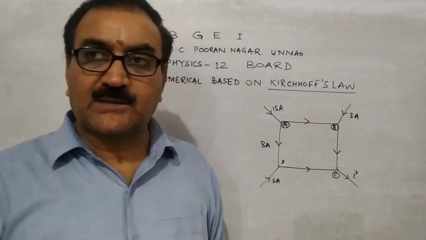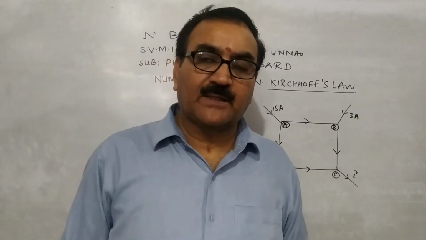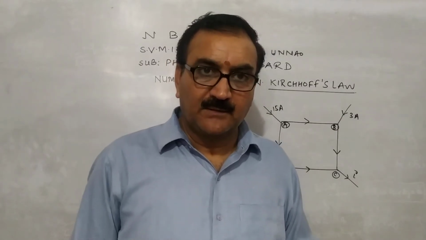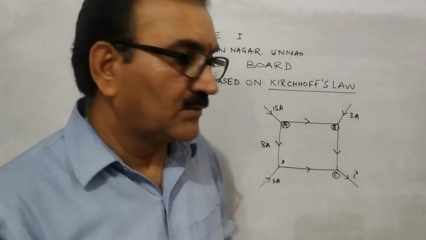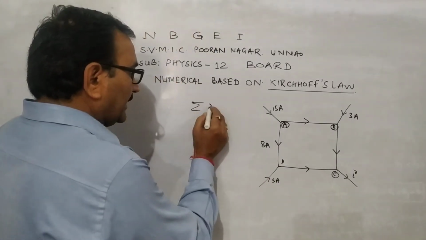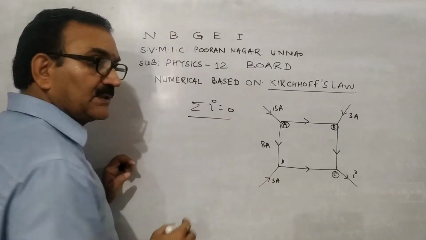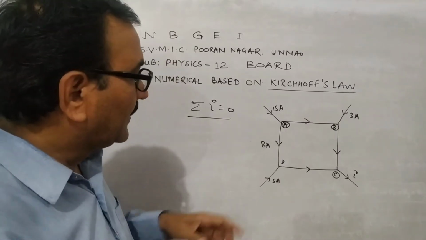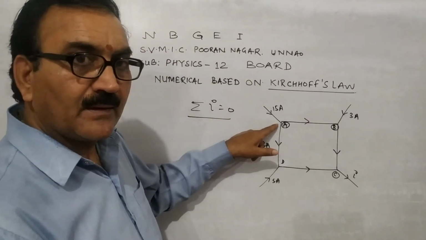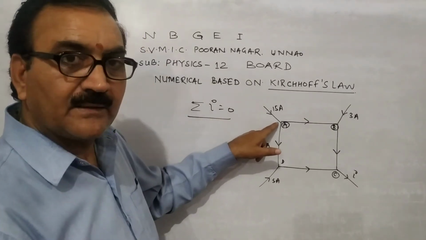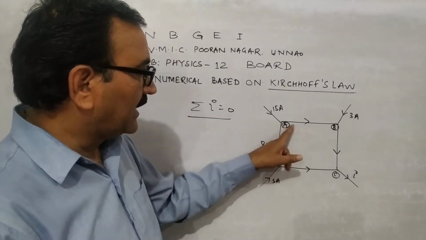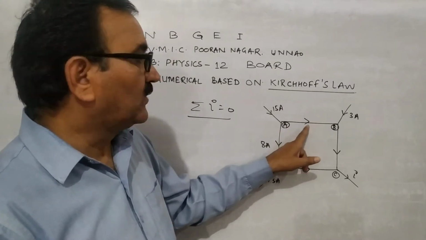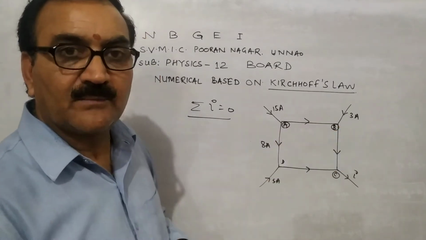You know, according to the first law, the algebraic sum of current meeting at a point in the electrical circuit, or meeting at the junction, is 0. Sigma I is equal to 0. So here, this is the point A at which this 15 ampere current meets and 8 ampere is outgoing, and you don't know what is the current going to the junction B.